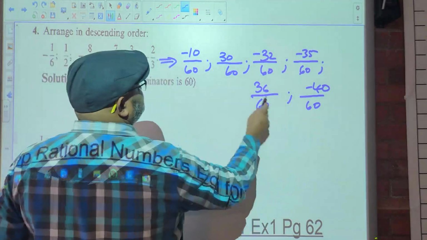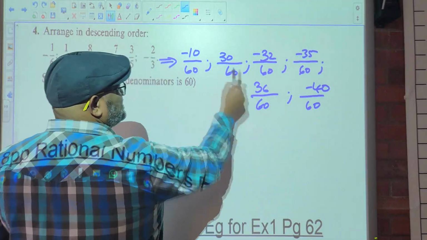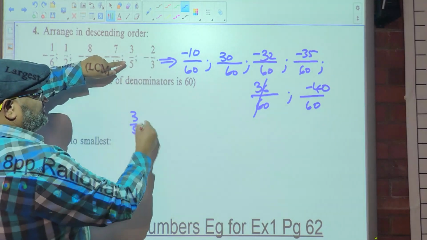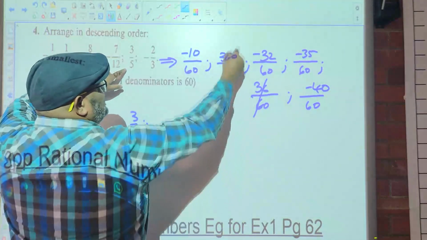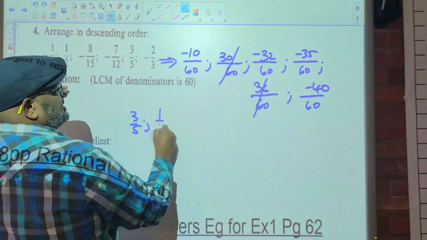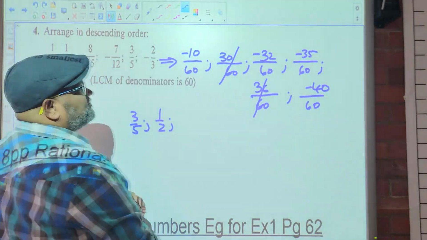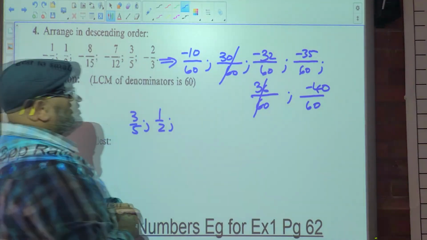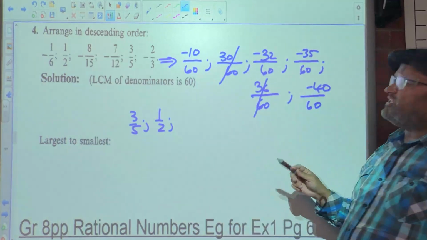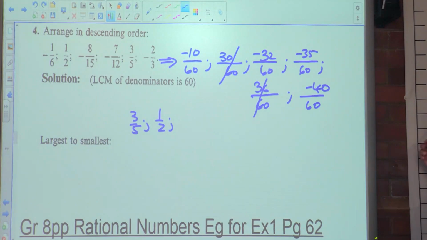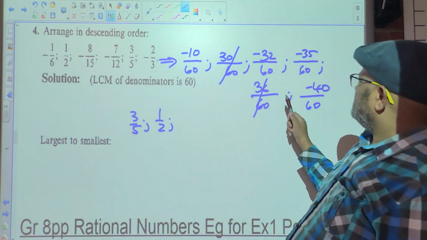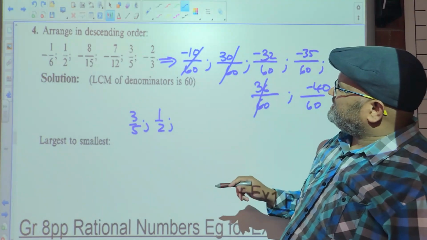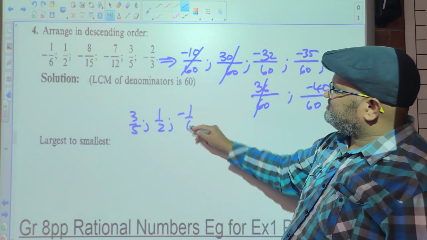What's your largest number here? It has to be positive, so it's 36. So it's 3 over 5. Followed by 30 over 60, which is a half. Now we've got 4 negative numbers. So the smallest negative number is the largest number, coming from the number line. So what is the largest? Negative 10, which is negative 1 over 6.